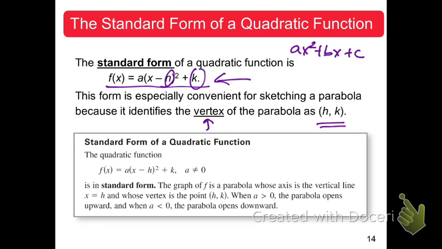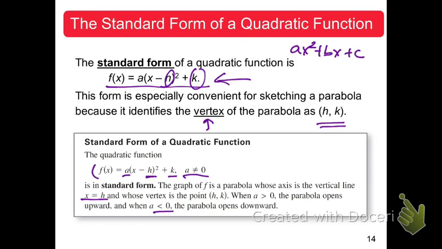And so let's read the formal definition of the standard form of a quadratic. This quadratic function f of x is equal to a times x minus h, squared, plus k. Of course, we want a to not be equal to 0, is in standard form. The graph of f is a parabola whose axis is the vertical line x is equal to h, okay, and has a vertex of h, comma, k. When a is greater than 0, my parabola opens upwards, and when a is less than 0, it opens downwards.